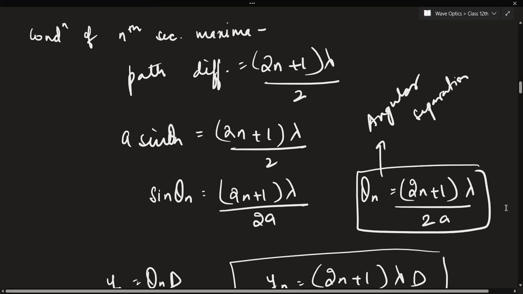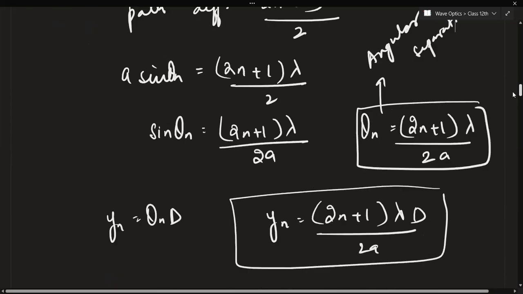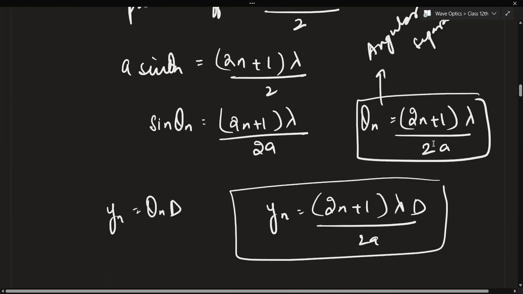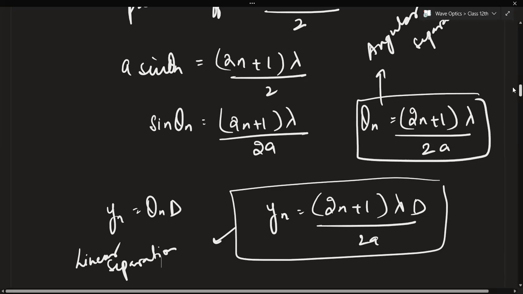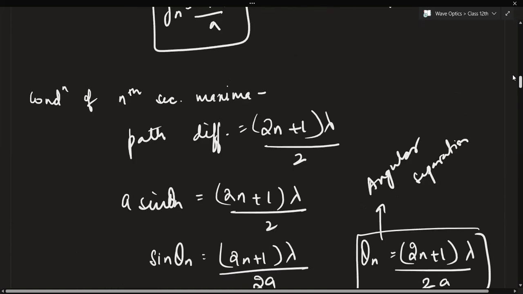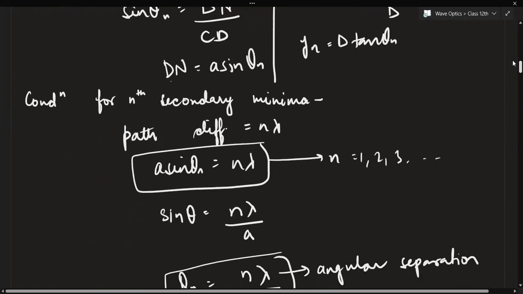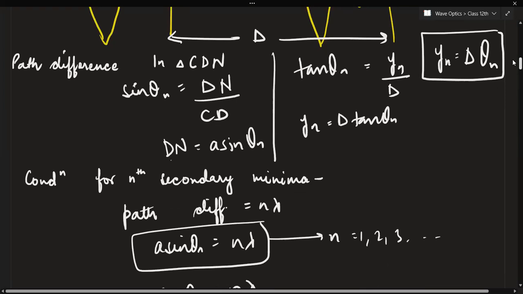So linear separation will be theta n multiplied by capital D. So theta n was 2n plus 1 by 2a, just multiplied by lambda and by capital D. This is the linear separation. So these are all the conditions of maxima and minima. The maximum part of diffraction is this only. Let us practice one or two questions. Do one thing, note this down first, then we'll practice two numericals. Yes, Fahad, till here I hope it's fine. Or do you want me to scroll up more?